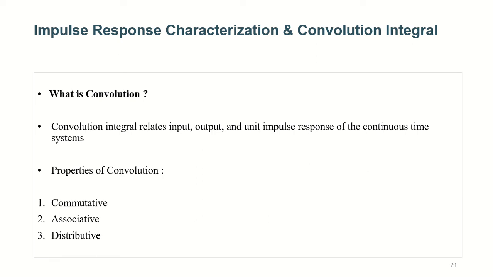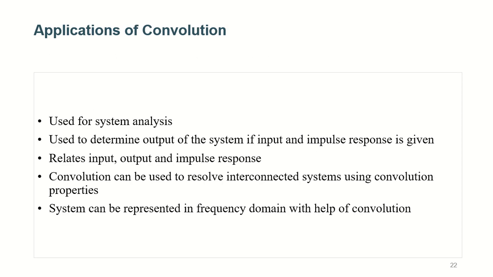Convolution has certain properties which it always follows, and we will go through the properties in detail. There are three properties: commutative property, associative property, and distributive property of convolution. We will discuss them in detail most probably in this lecture or the next lecture. Now why convolution? What are the advantages or the applications of convolution in signal and system processing work, right?